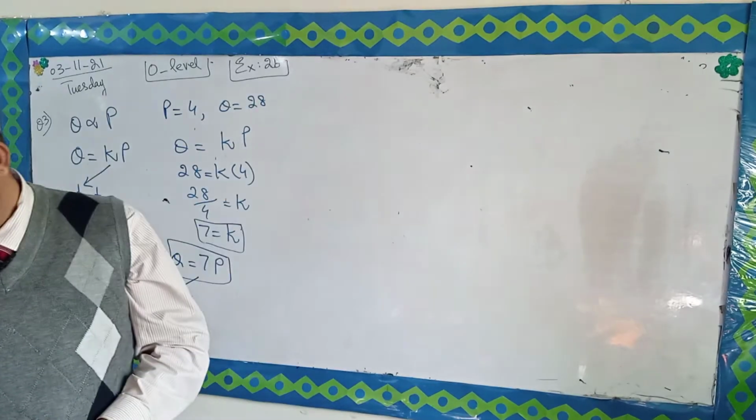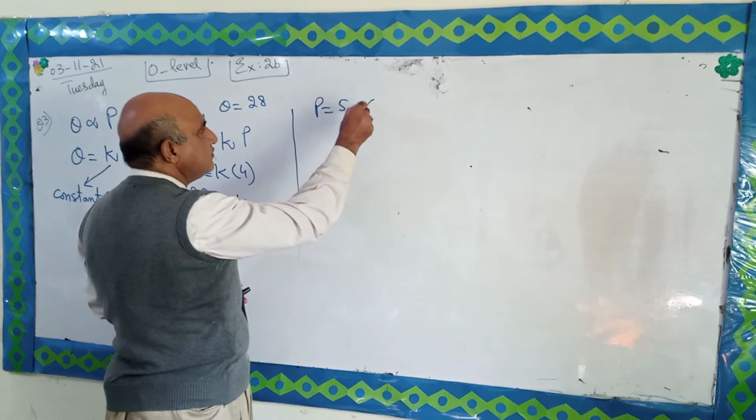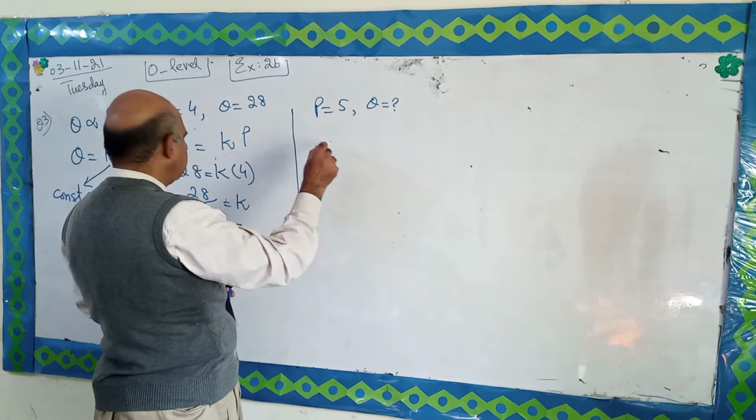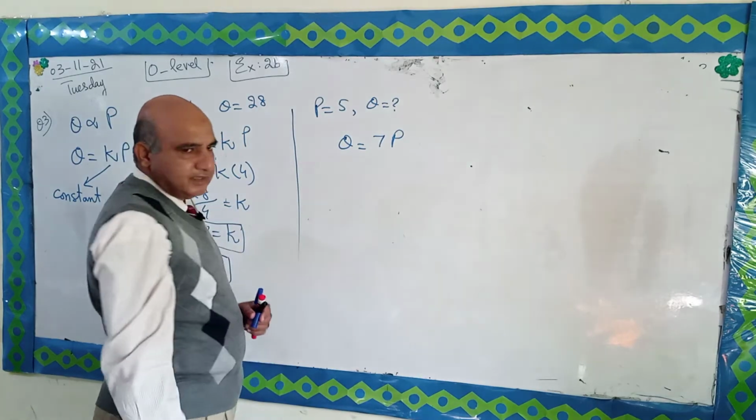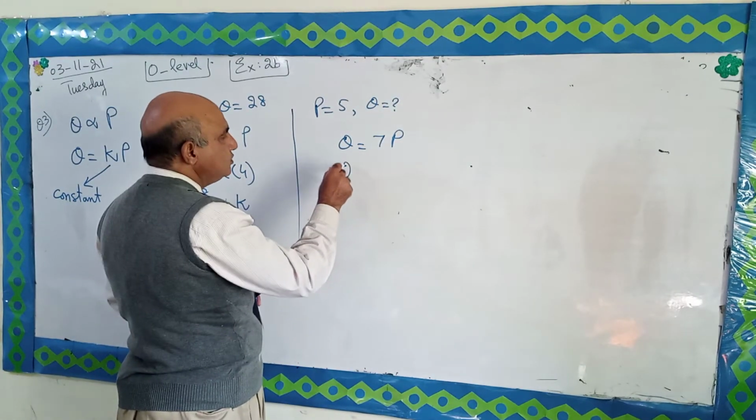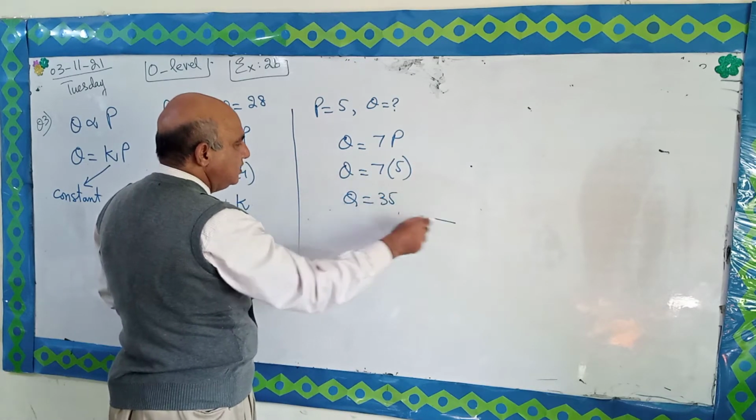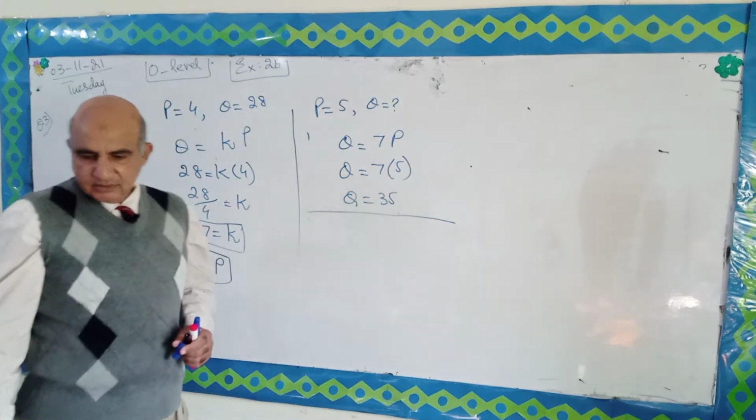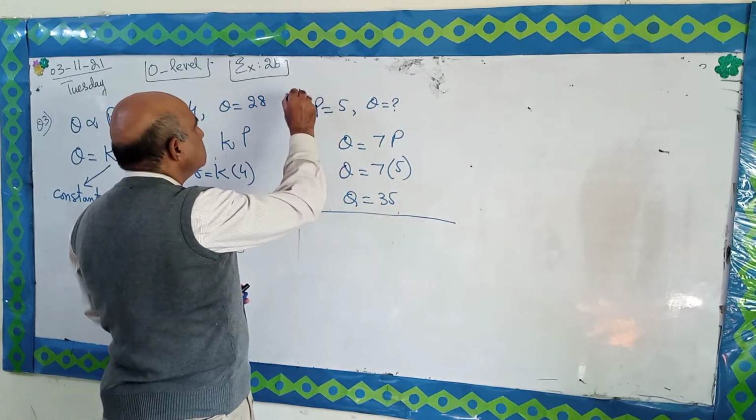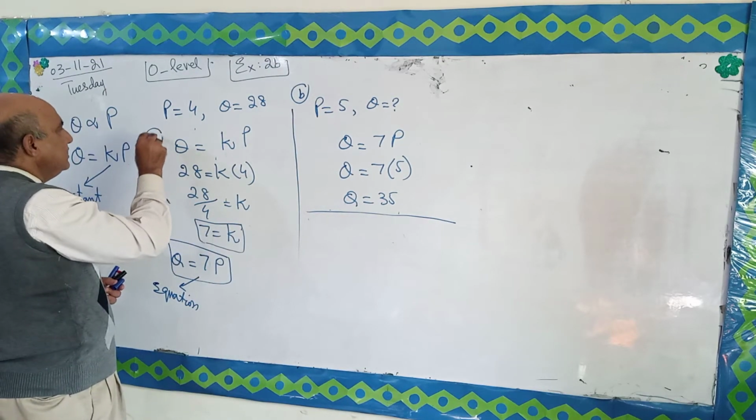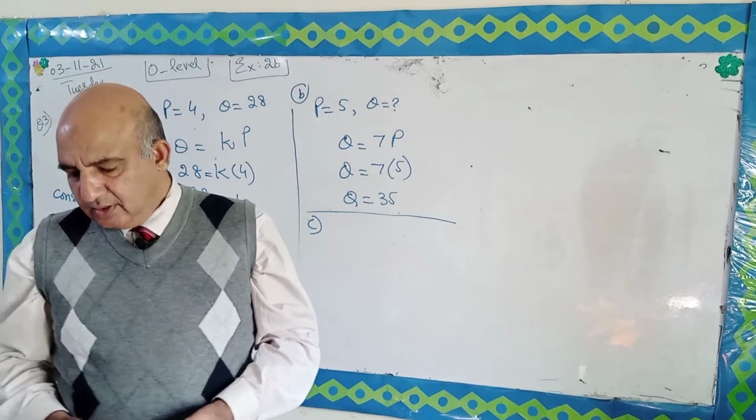Now he is asking for the value of Q when P is 5. When P is 5, we have to find the value of Q. So we write again this equation, Q is equal to 7P, and we just substitute the values. Q is equal to 7 into 5, so we write it as 35. This is part A.